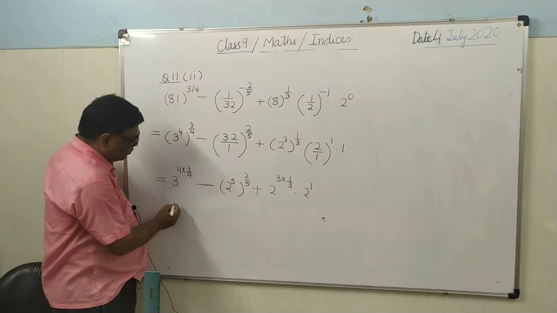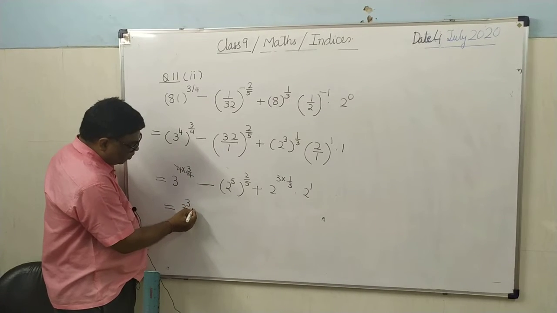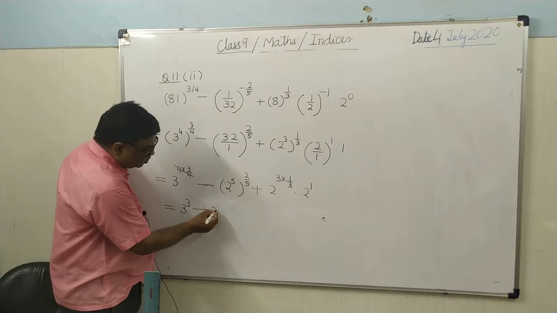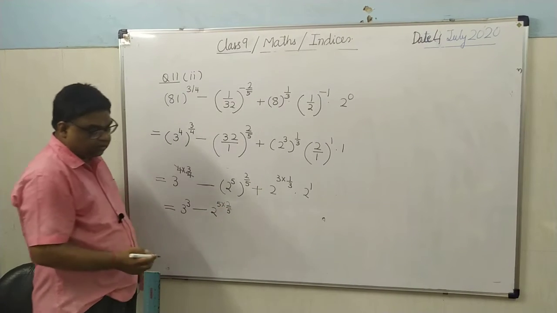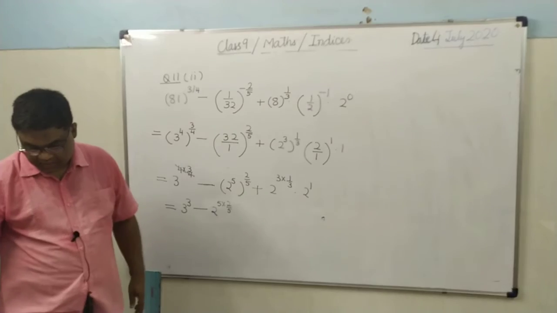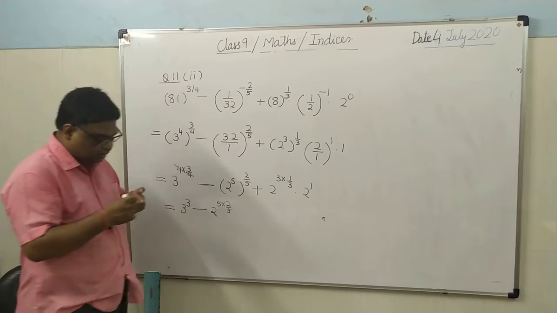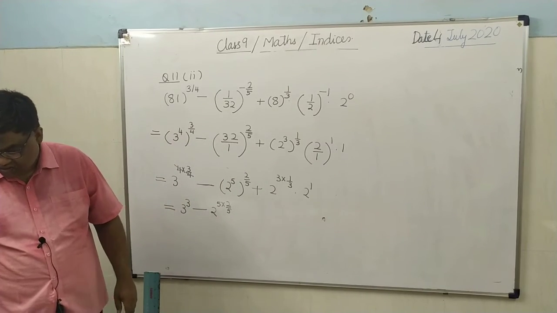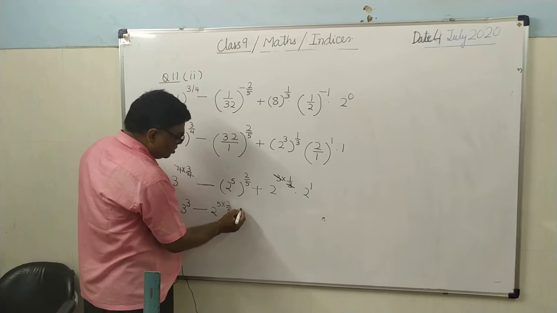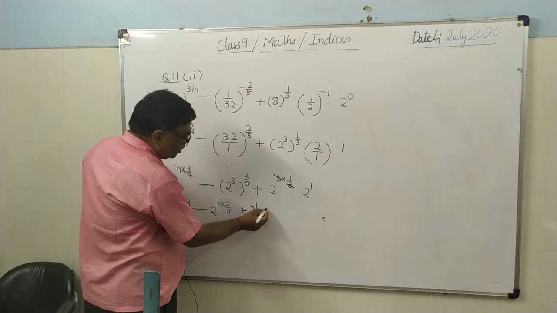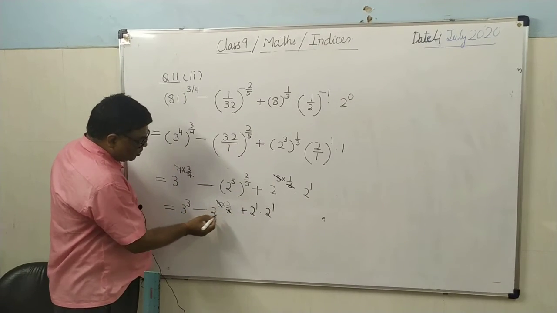When you simplify further, 4 and 4 cancel. 3 to the power 3 minus 2 to the power 5 into 2 to the power 5. Then this you can write here, 3 and 3 cancel, plus 2 to the power 1 into 2 to the power 1. So see here, the powers will be cancelled.